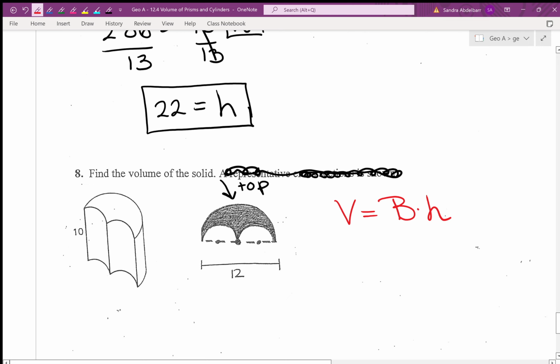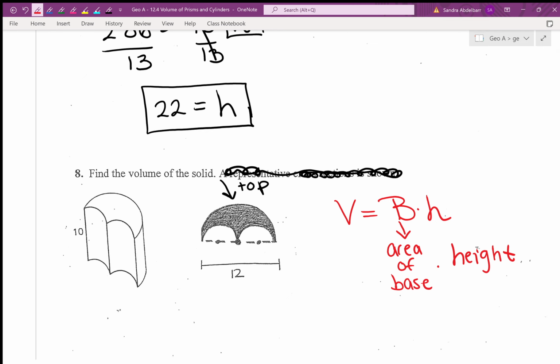Big B times H, area of the base times the height. This is so much easier than surface area because I'm not painting. So it says area of the base. Well, I gave you a little idea of what the top looked like. Isn't this now the base? Yes. All right, so what has happened here? If I'm trying to find the area of this thing, didn't it seem like a semicircle with two little semicircles cut out of it?